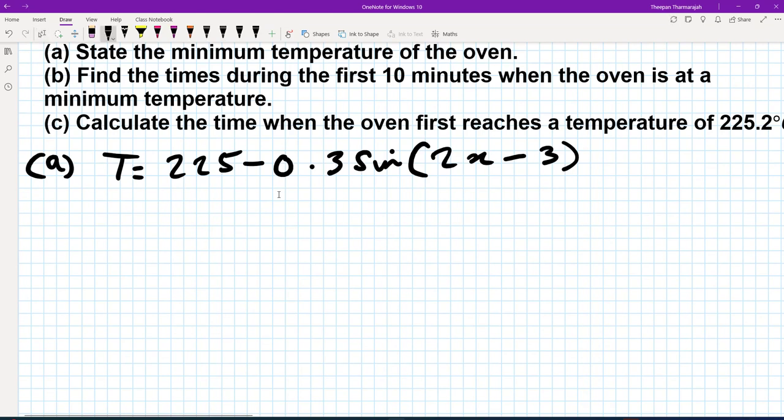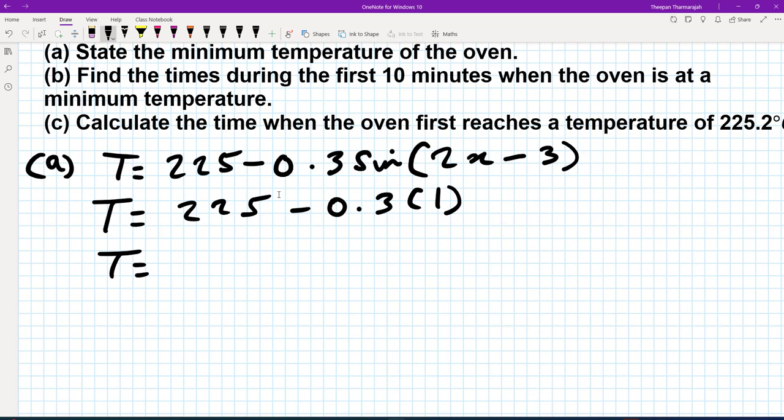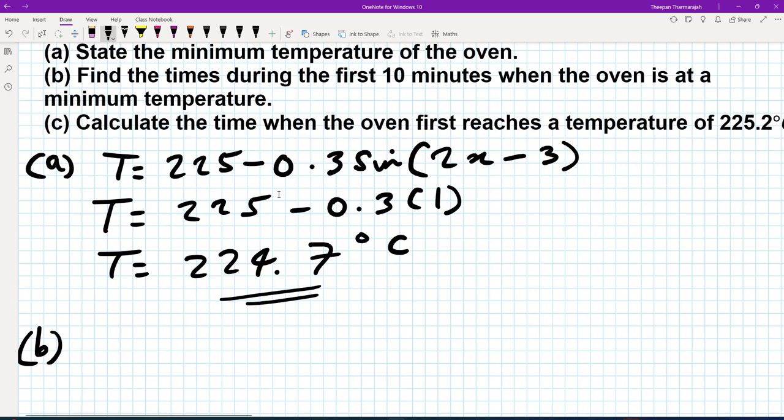We can say when sine x is going to be 1, we're going to minus that value. So we can say T is going to be 225 minus 0.3 times 1. And then we'll get a value of 224.7 degrees Celsius.